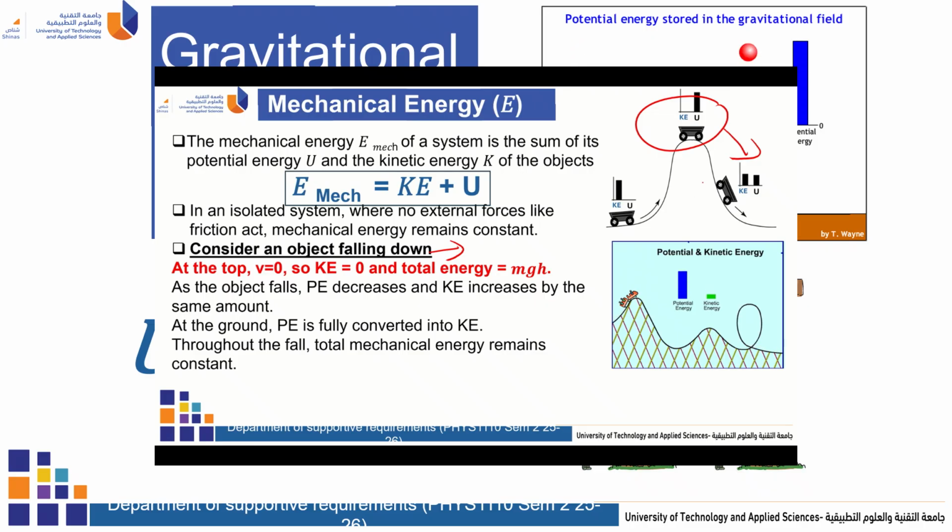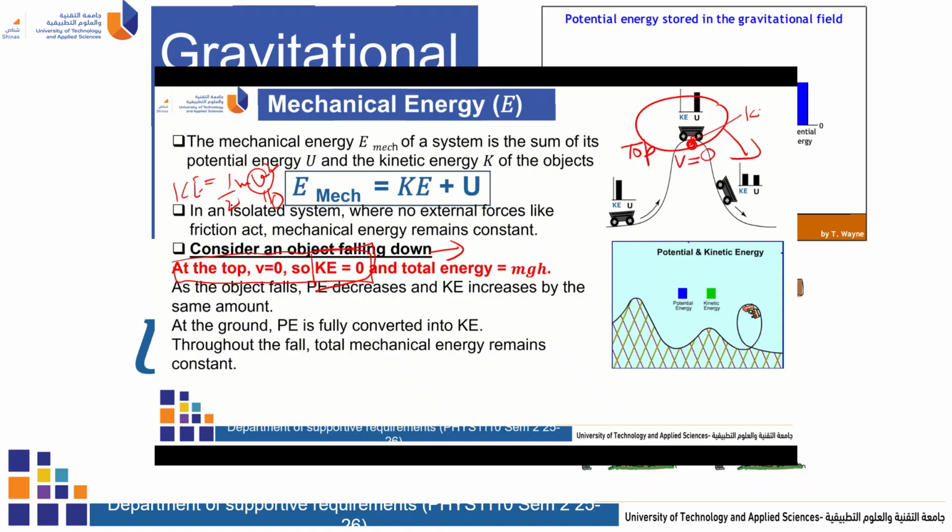So the rule is, when the object is at the top, so this is the top position of the object, the velocity of the object is always zero at the extreme top point. This is a rule: the velocity is zero. And if the velocity is zero, we know the kinetic energy is equal to half m v squared, so the kinetic energy is zero. At the top the kinetic energy is always zero.